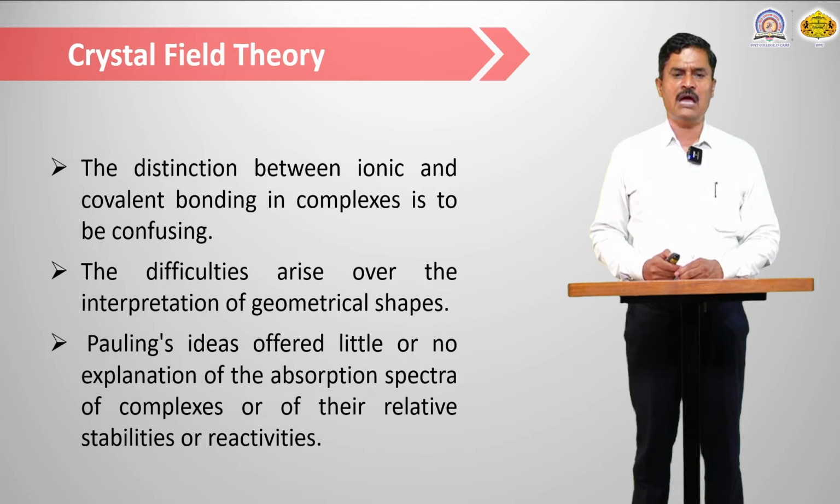The distinction between ionic and covalent bonding in the complex is confusing. Valence bond theory explains the formation of the complex by using a covalent bond, meaning a coordinate covalent bond. The difficulty arises over the interpretation of the geometrical shapes. That theory can explain geometrical shapes using the concept of hybridization, and by using hybridization we easily find the geometrical shape of the molecule. Pauling's ideas offered little or no explanation about the absorption spectra of the complexes, but crystal field theory explains the spectra of the complexes.